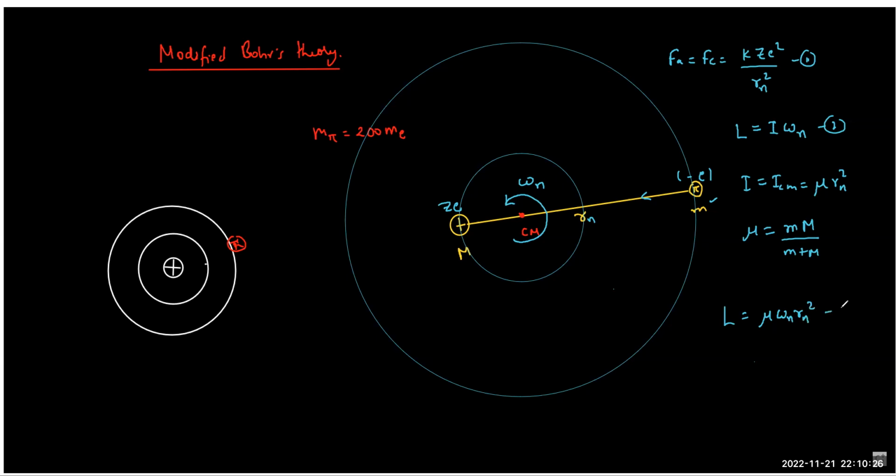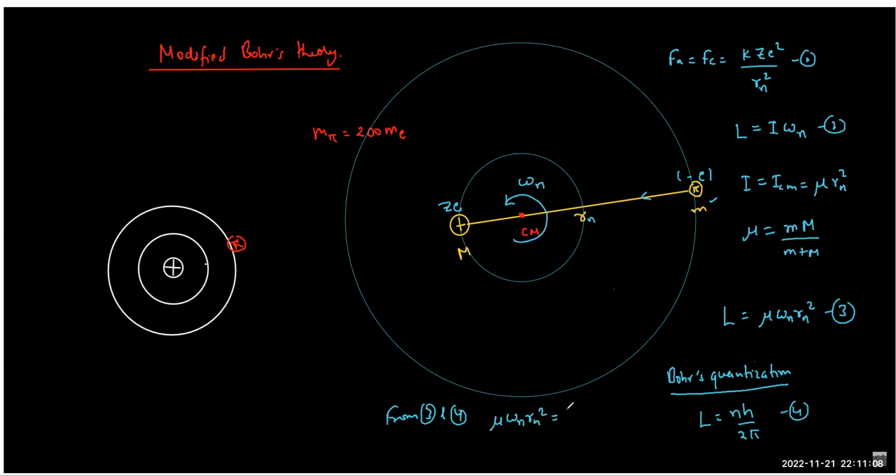So whenever you have a rotating system, you have to write L in this format, mu omega R squared. So writing the angular momentum is not difficult, and then we can add Bohr's second postulate. So what is Bohr's quantization condition? L equals nh by 2 pi. Which means, from theory and 4, you can add mu omega n Rn squared is nh by 2 pi.